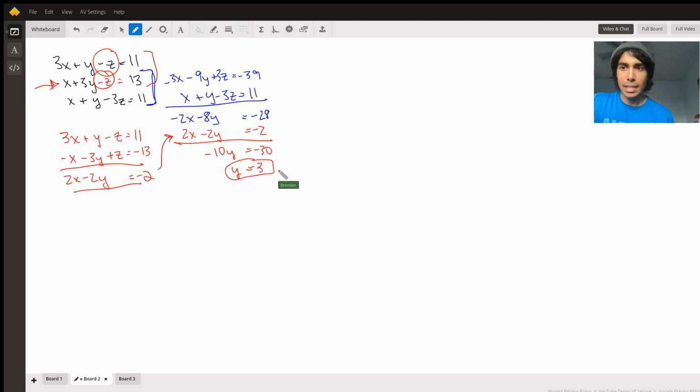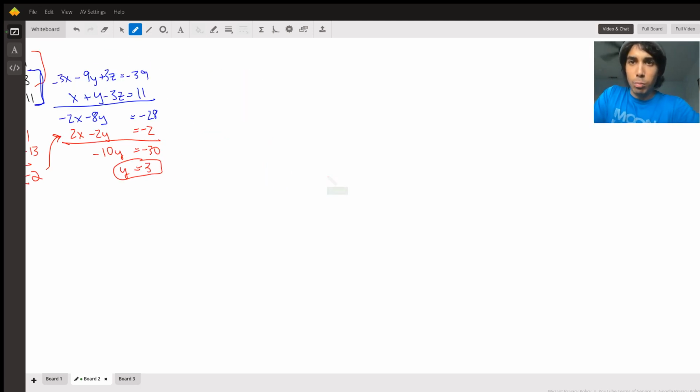Let's go plug that back in and get x. I'll plug it in right here. So I have 2x minus 2y, but instead of y, we're going to substitute 3, and then equals negative 2. All right, 2 times 3 is 6. And we'll add 6 to both sides and divide by 2.